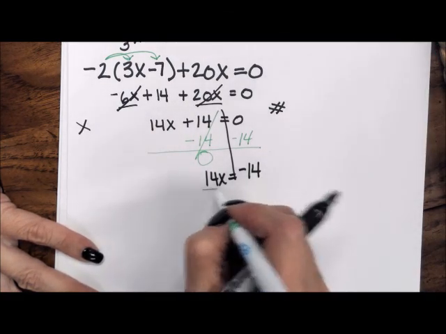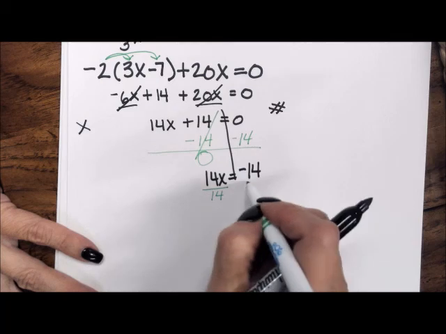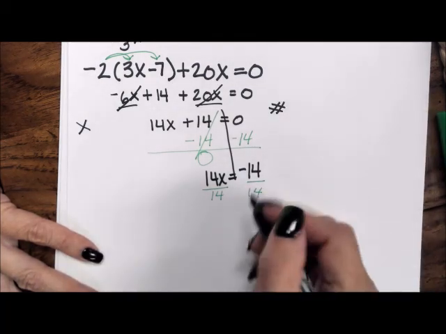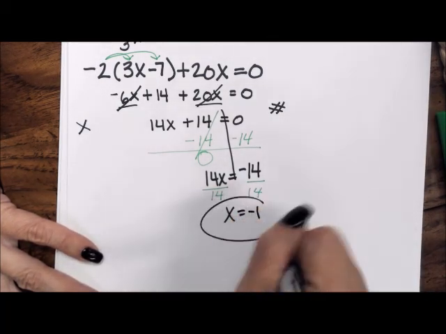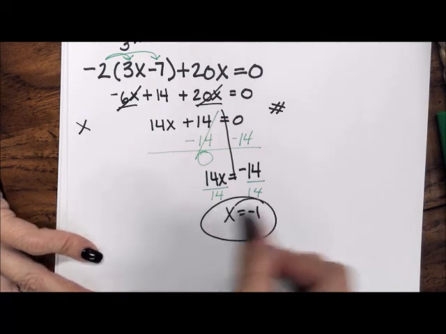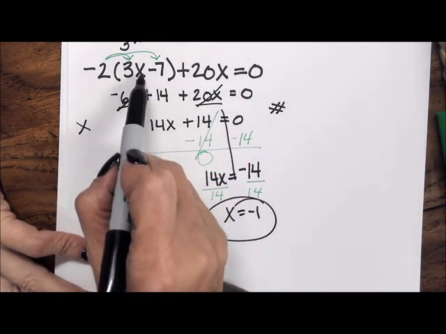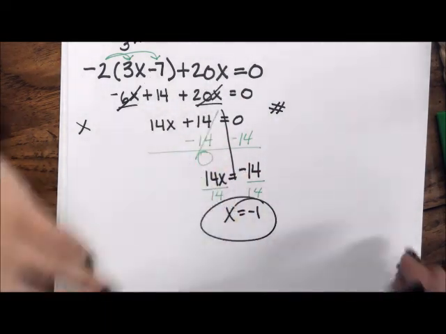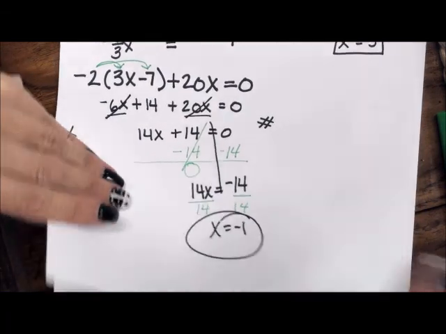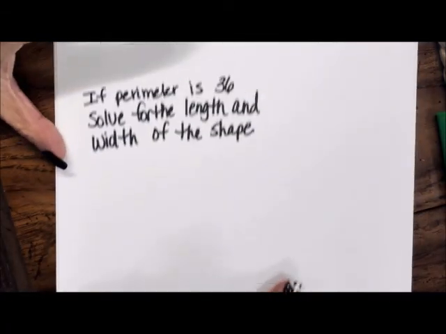To get x alone, I undo this multiplication with division, and x equals -1. All right, could I check it? Absolutely. I would plug -1 back in for those x's and see if it works out. And it should. All right. Rewatch that one if you need to.